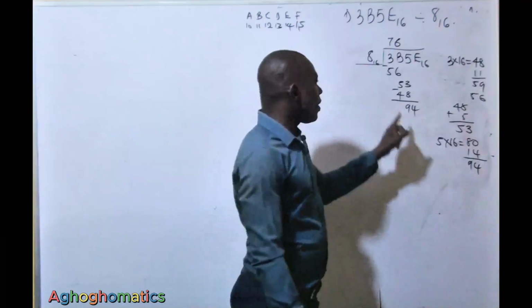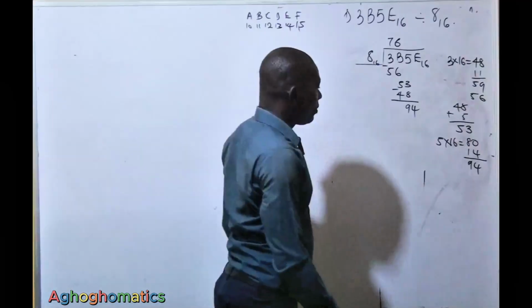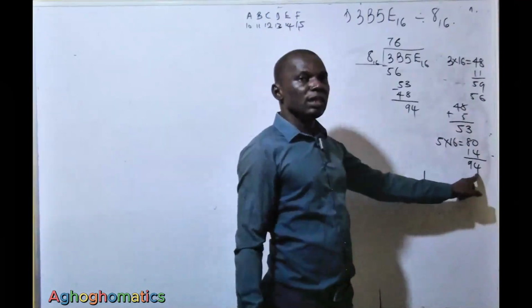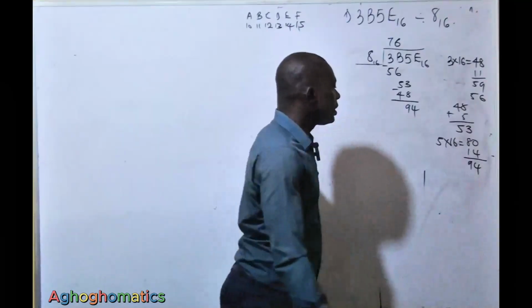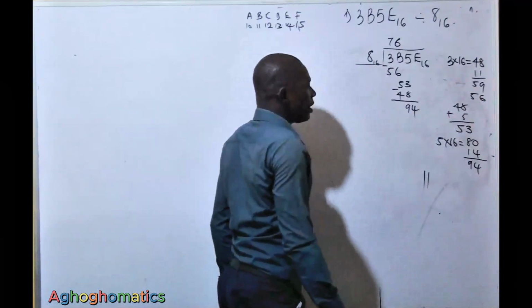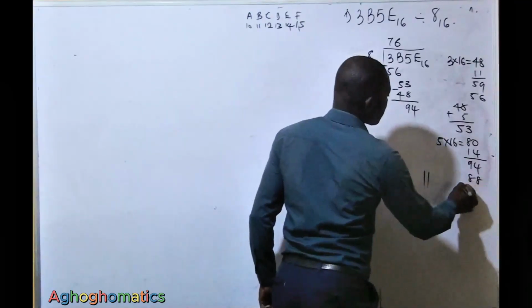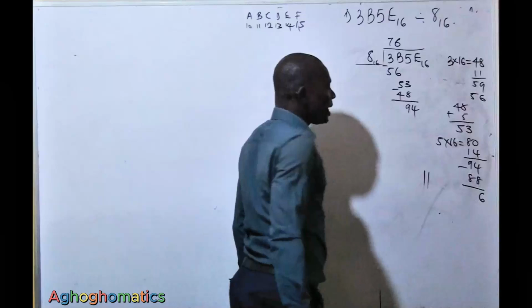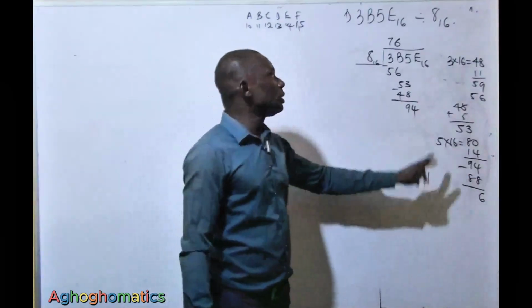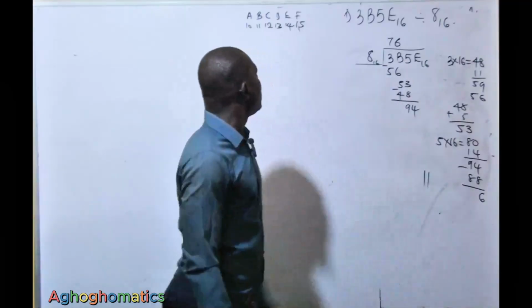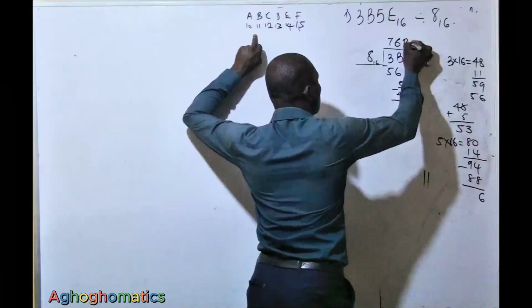Now, 8 in 9 is 1, leaving a remainder of 1. We attach it to this one to make it 14. So 8 in 14 is 1, leaving 88. If we subtract, we are left with a remainder of 6. Remember, you cannot write 11 down here because you are operating in base 16. So 11 is represented with the letter B. So what should be here is B.